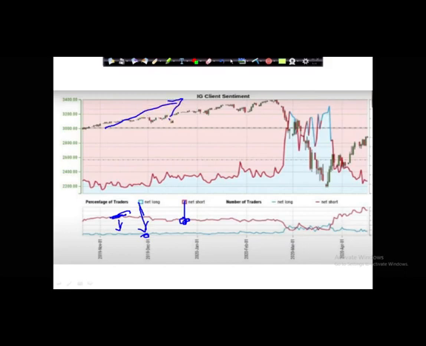Why does it happen in a stock market? This is called client sentiment. At that time, you can see that when sellers have already sold, they have less money, and very few stocks are there. When stocks are very few, the people who are willing to buy have to pay more.